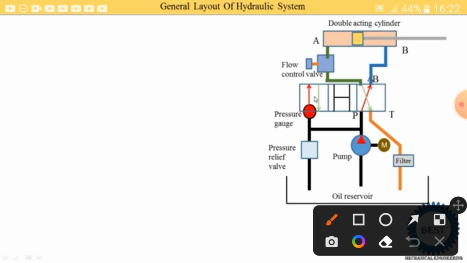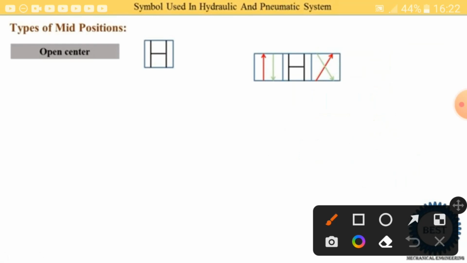Now this directional control valve is operated using different systems that we also study in this video. For that, stay connected with this video.